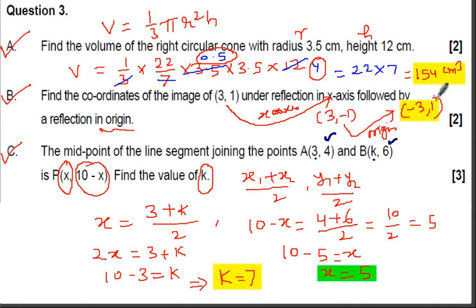Volume, in mensuration, you have to remember the formula. In coordinate reflection, you have to remember, when we reflect in x-axis, I explained in part 1 as well, the same thing. When you reflect in x-axis, y coordinate changes. When you reflect in y-axis, x coordinate changes. And when you reflect in origin, both change.